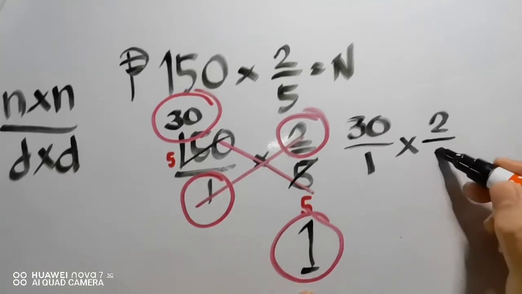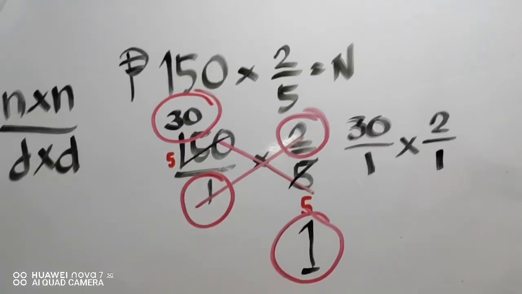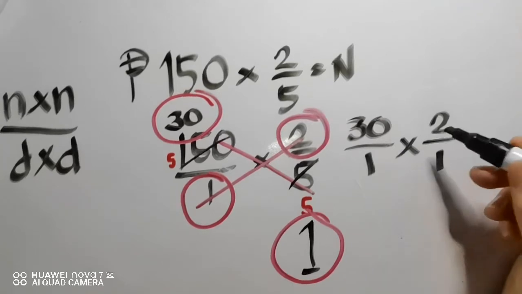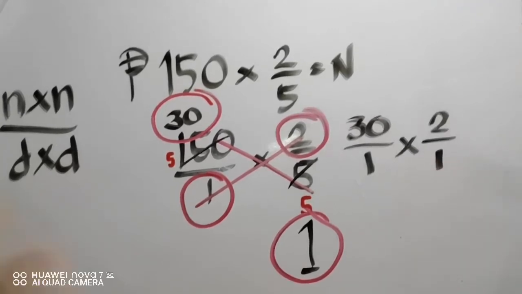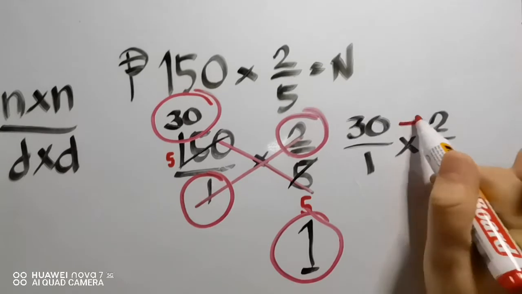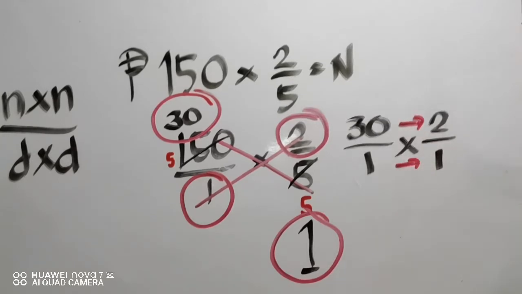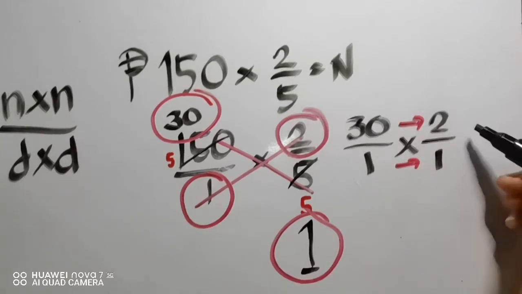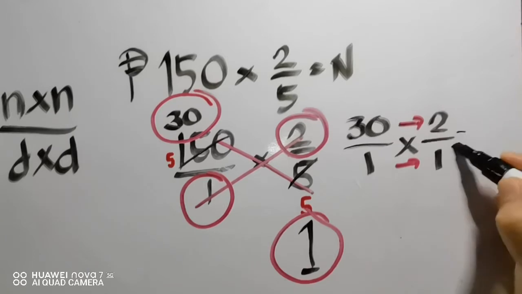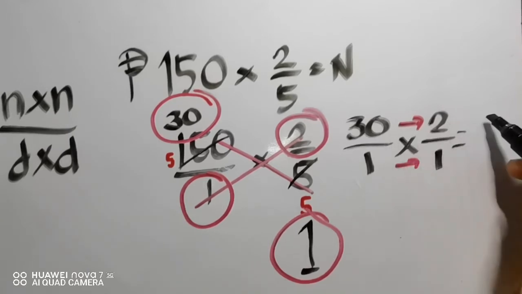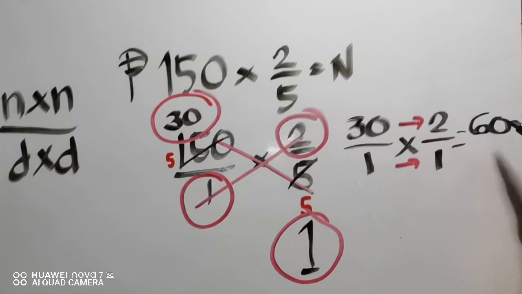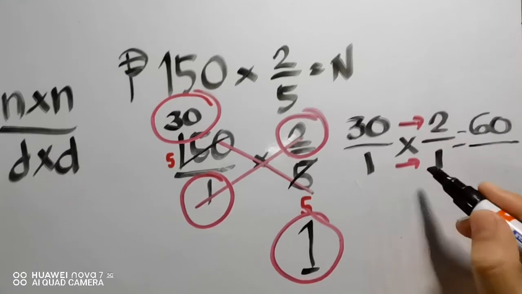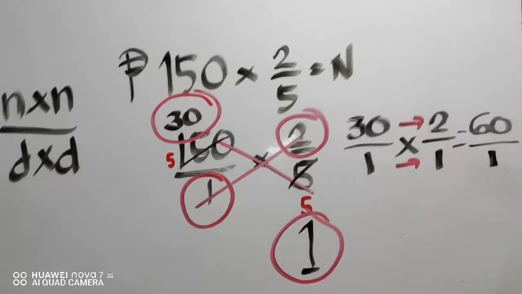and then 1. Okay? So, multiply mo lang din. Pwede mo na katulad ng ginawa natin kanina na diretso multiply. Multiply, multiply. So, what will be your answer? Your answer will be 30 times 2, you have 60. And then, 1 times 1, you have 1. Oh, diba? 1 yung kanyang number.